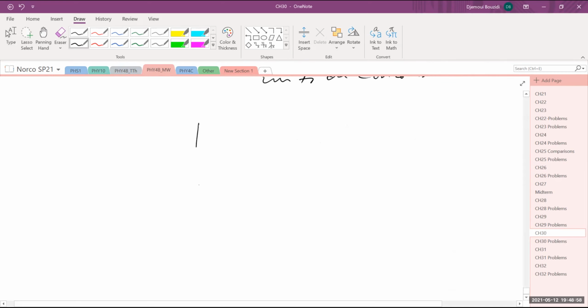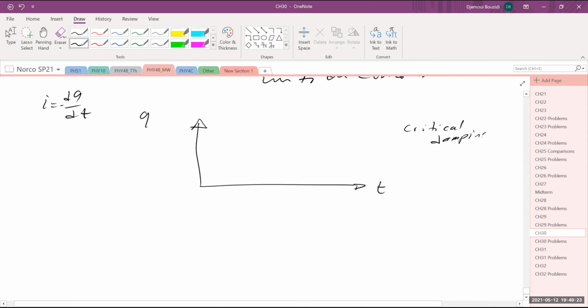So here are the three cases. I'm looking at the charge Q only, as a function of time. If you follow, the current I is simply negative dq over dt. So all you have to do is take the derivative of everything that we're talking about. The first case was the critical damping. And it looks no different from the over damping. There is a linear increase a little bit, but then it's going to die out exponentially.